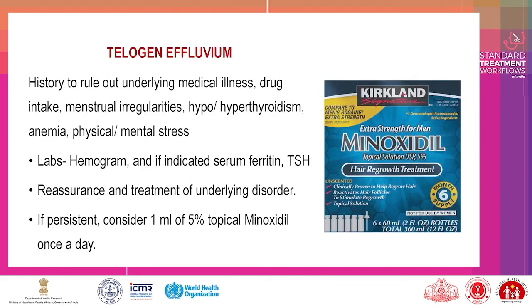Telogen effluvium. History to rule out underlying medical illness, drug intake, menstrual irregularities, hypo or hyperthyroidism, anemia, physical or mental stress. Labs: hemogram, and if indicated, serum ferritin, TSH. Reassurance and treatment of underlying disorder. If persistent, consider 1 ml of 5% topical minoxidil once a day.